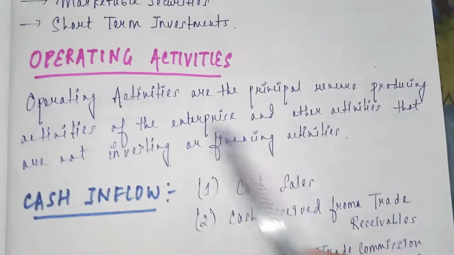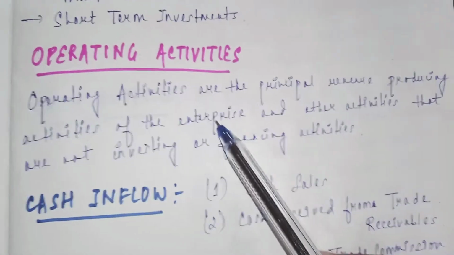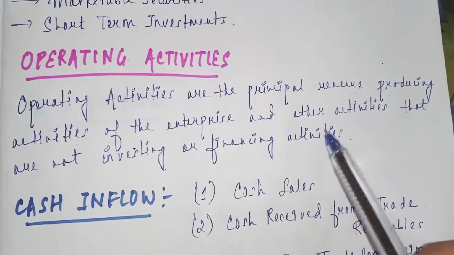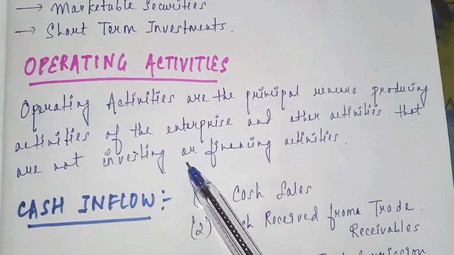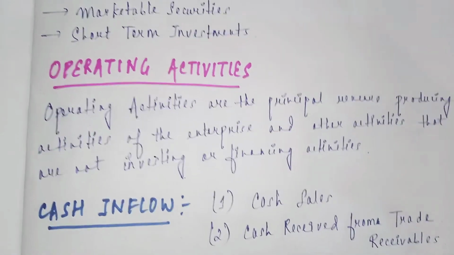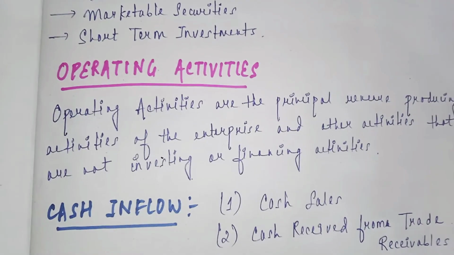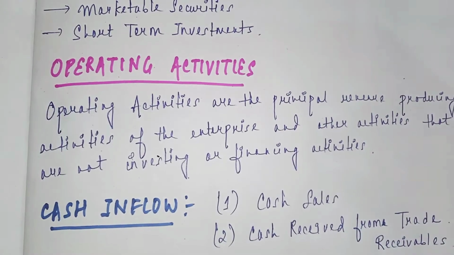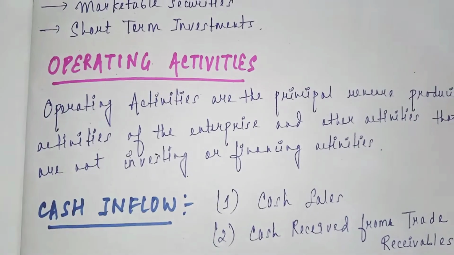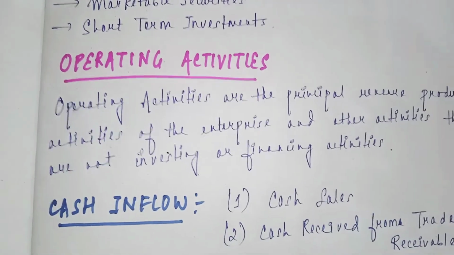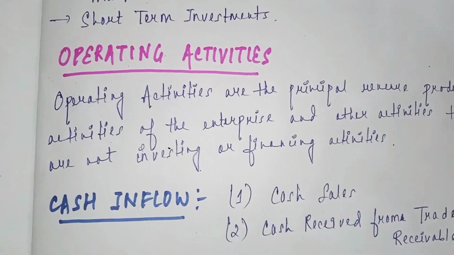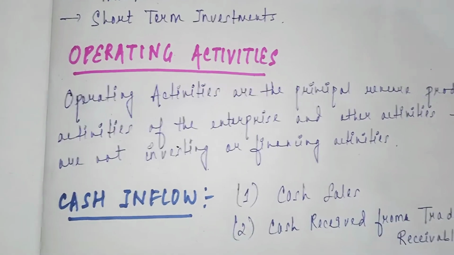Operating activities. Operating activities are the principal revenue producing activities of the enterprise and other activities that are not investing or financing activities. Let me make you understand. Operating activities are the activities where, when any principal revenue producing activity is performed in the enterprise, it leads to operating activity. These are the activities which are different from the investing and financing activities, which we will learn later.